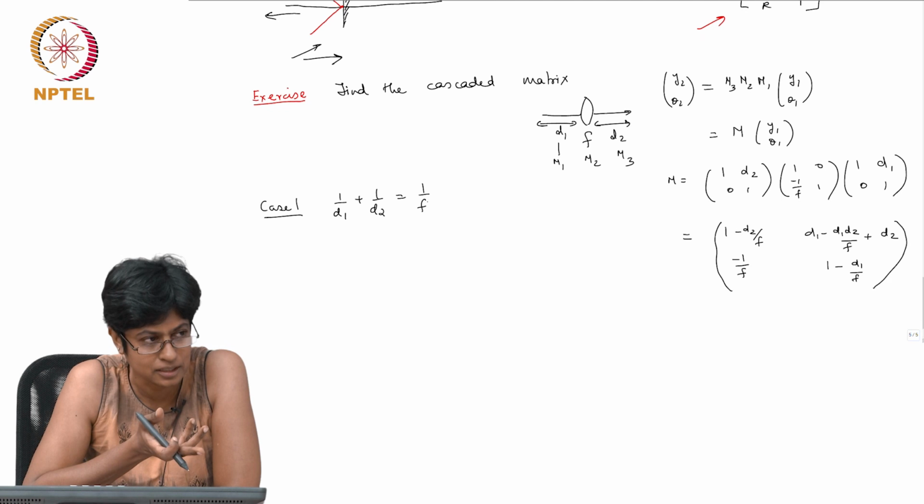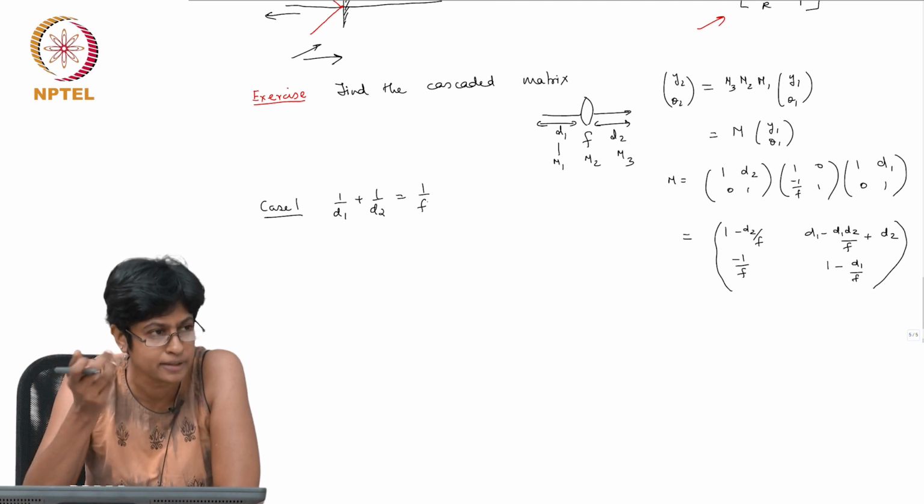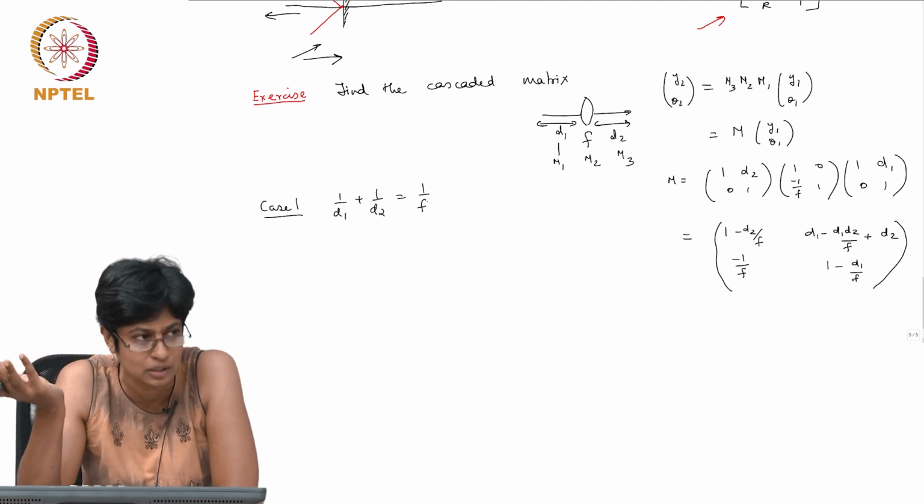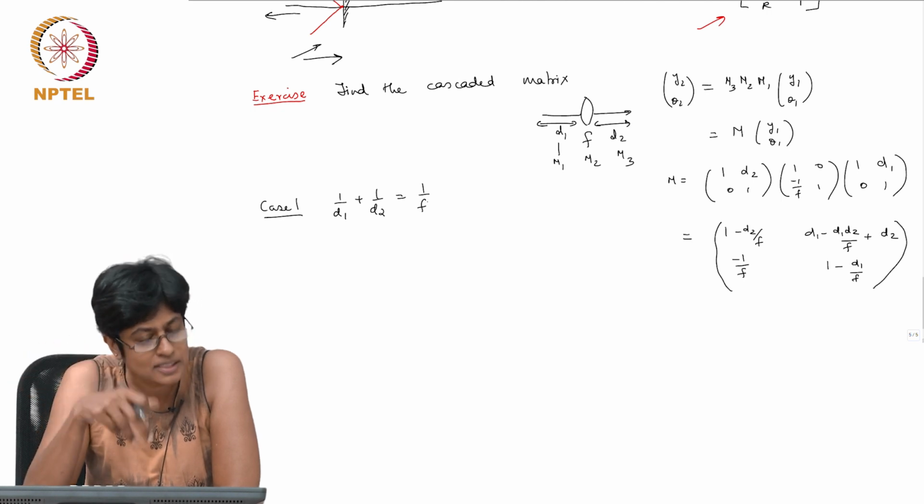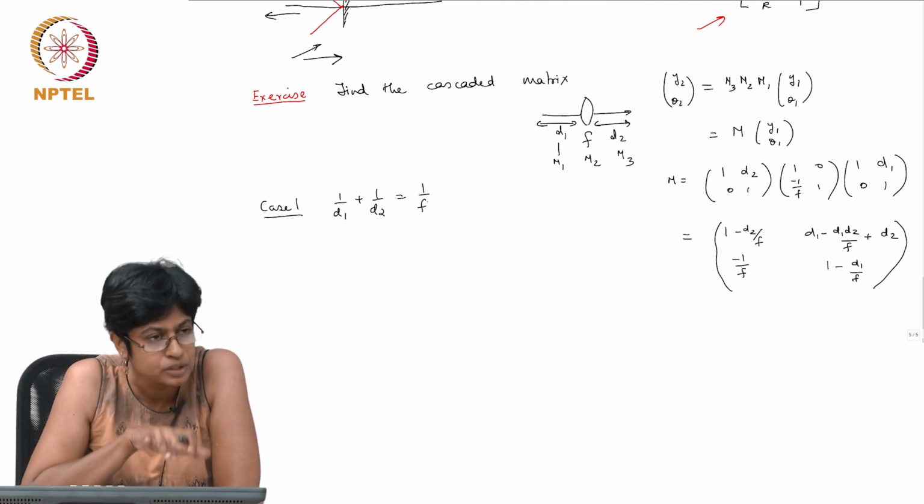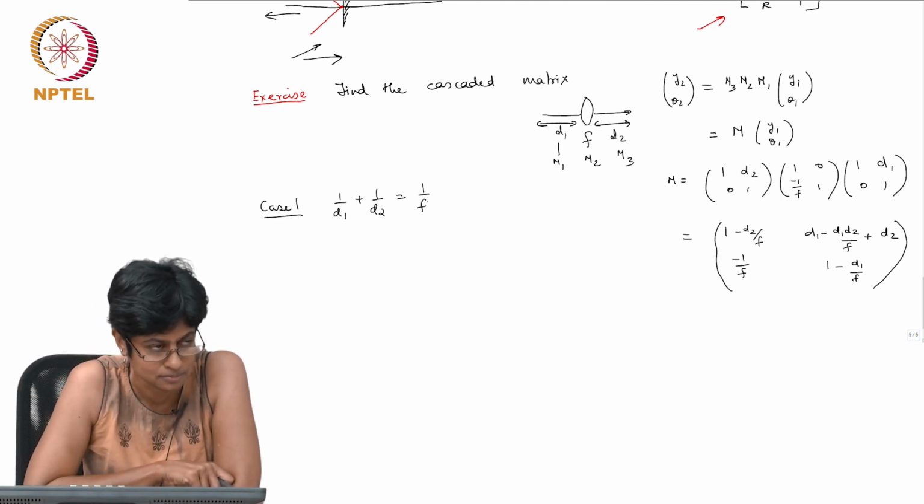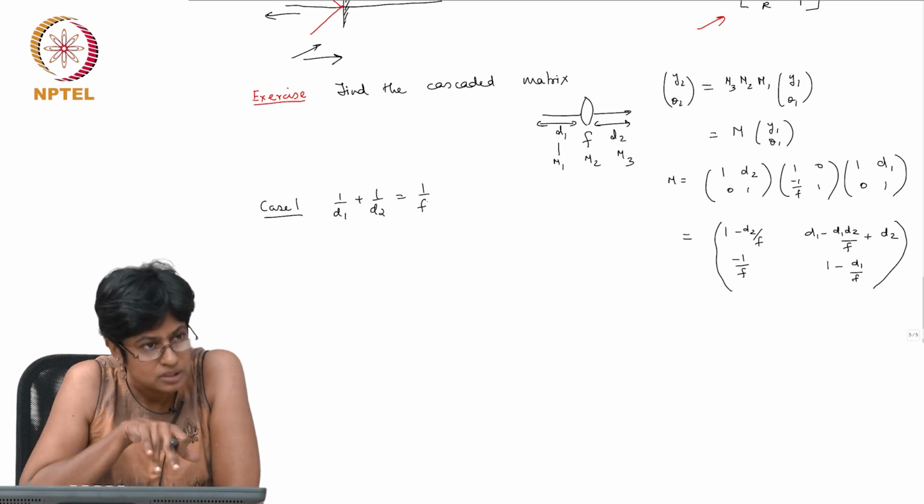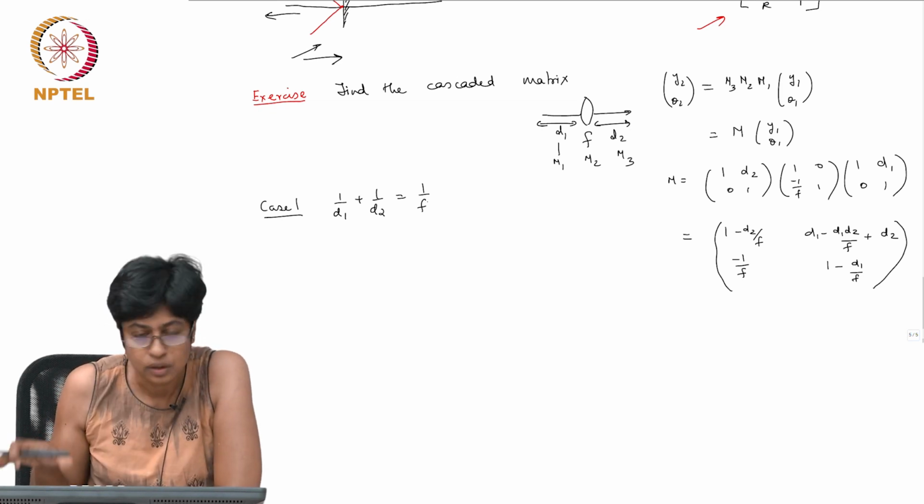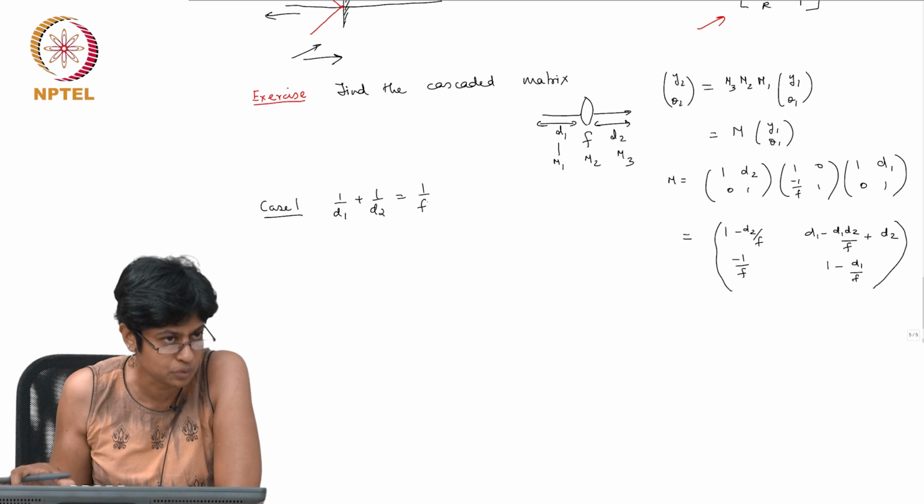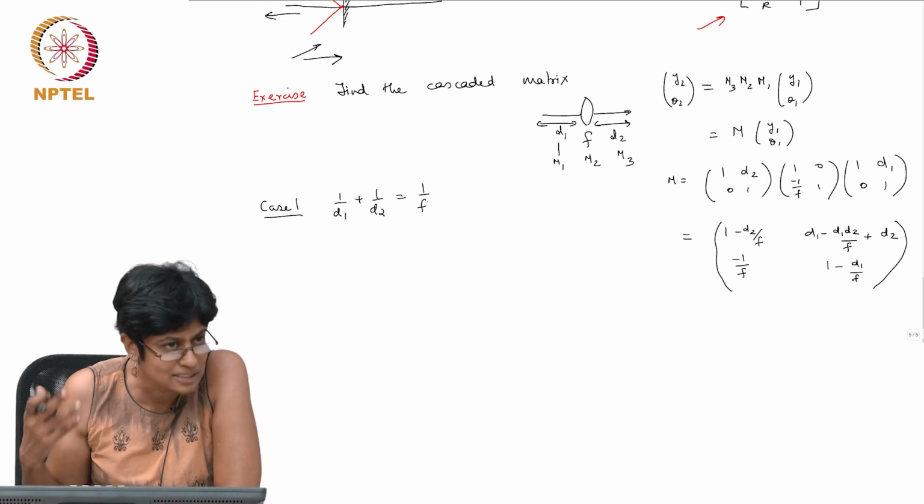It's the imaging condition, right? You saw it as 1 over U plus 1 over V is equal to F. Now, let us say this happens to be true for this system. If I could somehow apply this in the matrix that we have arrived at, can I get some information out of it?